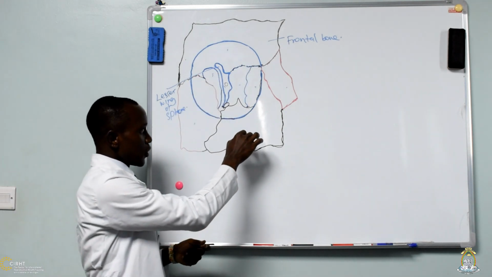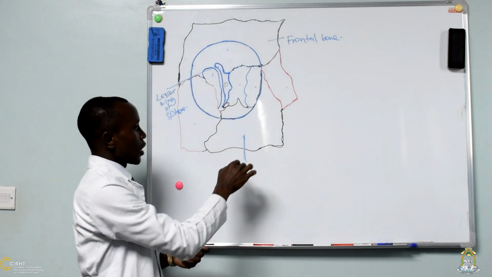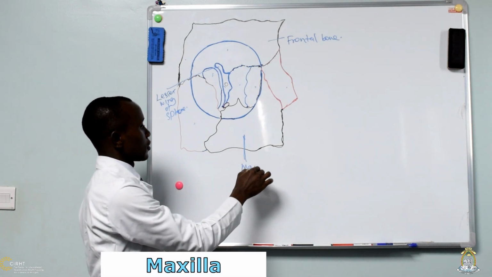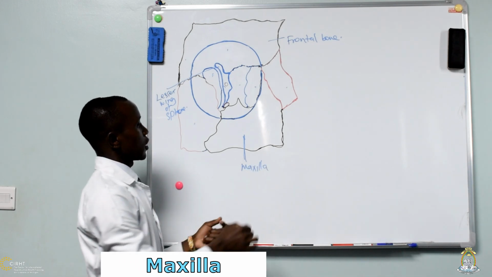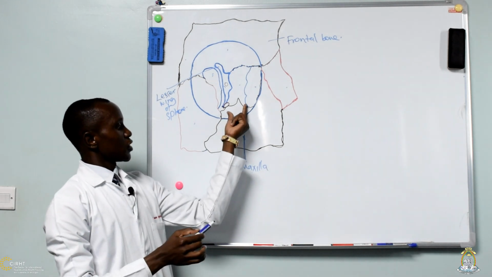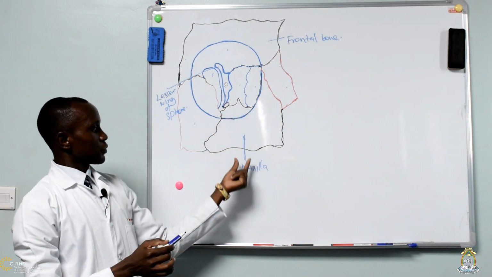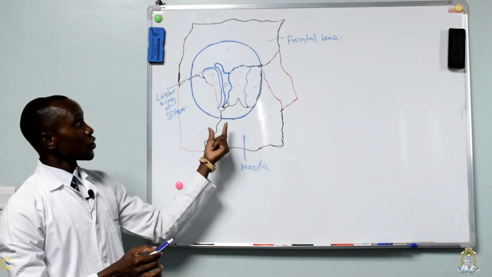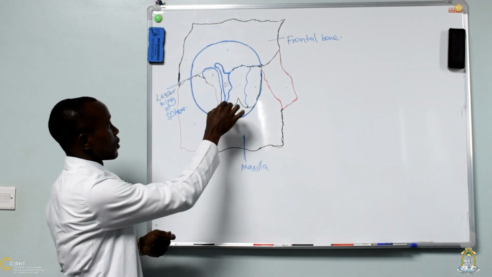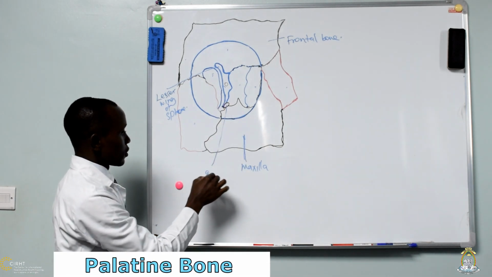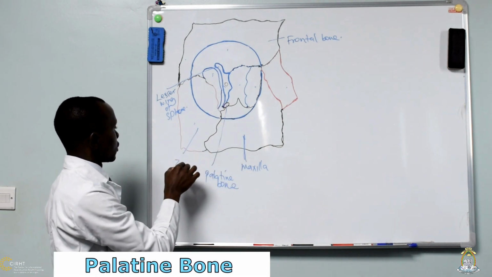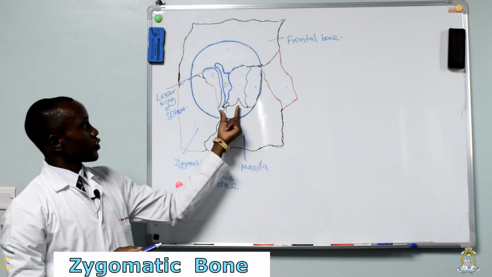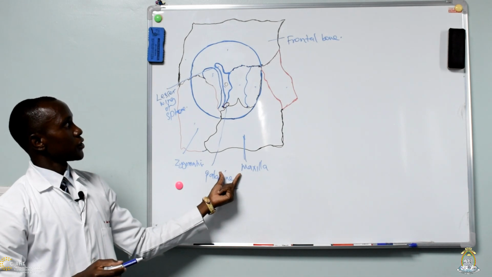The floor of the bony orbit is majorly contributed by the orbital plate of the maxillary bone. We have the maxilla here, and the orbital plate of the maxillary bone contributes to the floor of the bony orbit. We also have some other contributions from the palatine bone and zygomatic bone. These three combined make up the floor of the bony orbit.